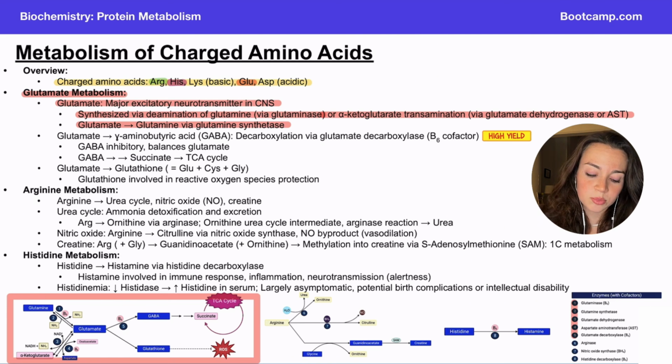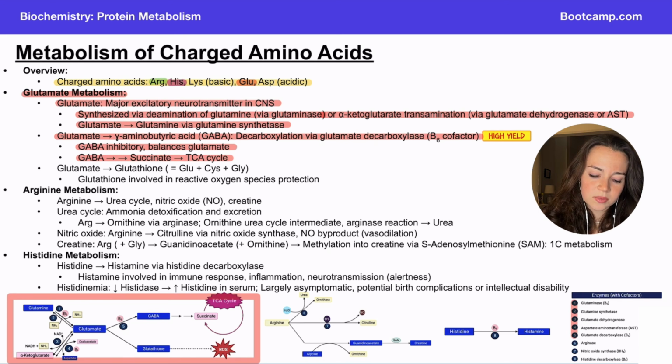So now back to the outline, breakdown pathways of glutamate. One is glutamate can turn into GABA, or gamma-aminobutyric acid, via a decarboxylation reaction mediated by the enzyme glutamate decarboxylase. This requires vitamin B6 as a cofactor, and this line is a very high-yield point, maybe not necessarily in biochemistry, but definitely in neurology and psychiatry. GABA is our inhibitory neurotransmitter that balances the excitatory activity of glutamate, and GABA can be further metabolized into succinate, which is a TCA cycle intermediate.